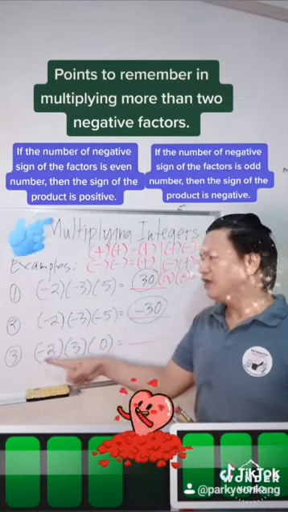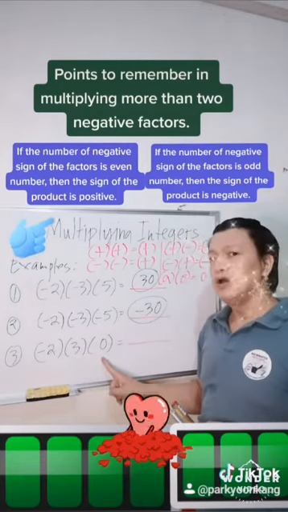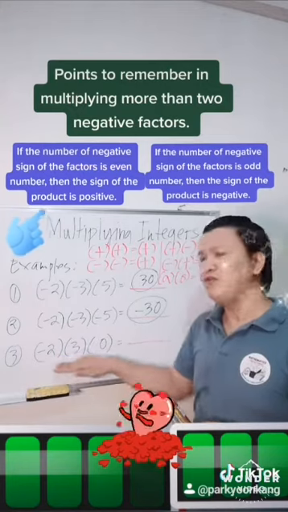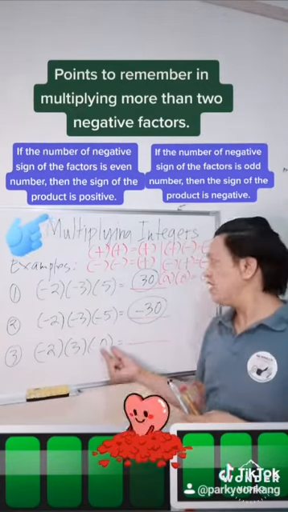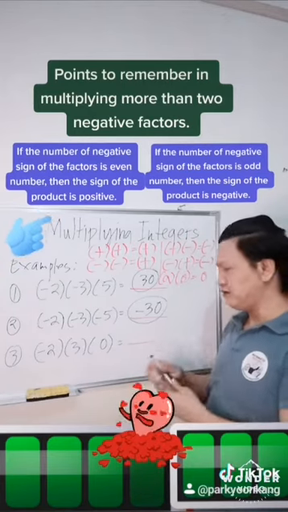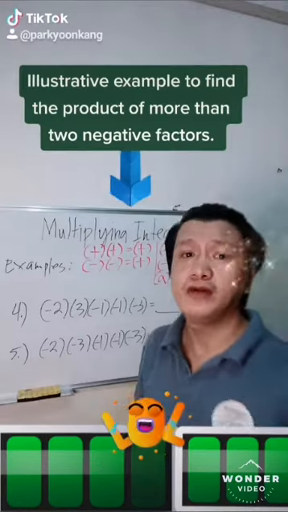How about number 3? Negative 2 times 3 times 0. Automatic, no need to multiply the factors because there is already a zero, meaning apply the zero product property. That's why the answer is zero.